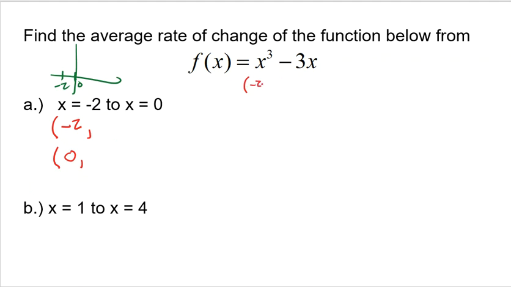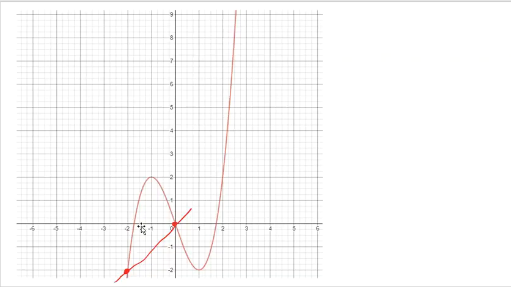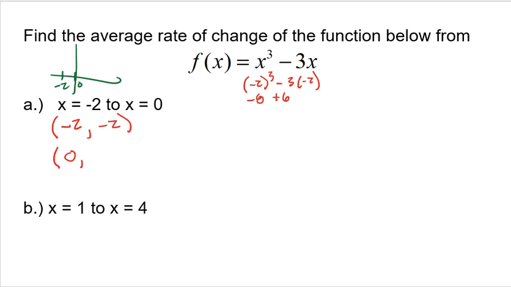So -2 cubed minus 3 times -2. Well, -2 cubed is 8. 3 times -2 is -6. Minus the -6 is positive 6. So we get -8 plus 6. -8 plus 6 is -2. -2 cubed is -8. I think I might have said 8 by mistake. -2 cubed is -8. So that's that point that we saw right down here at -2, -2. And the next point is 0.